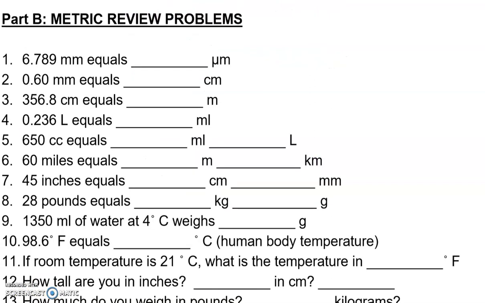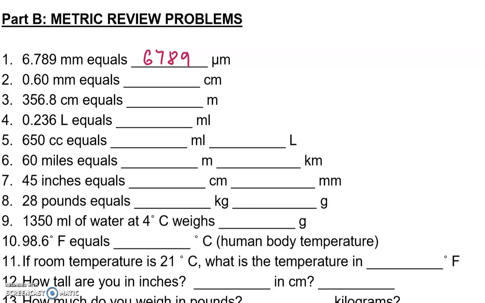Skipping here to part B of the metric review problems on page 17. Problem number 1, converting millimeters to micrometers. So more of the same. We're going to move from milli to micros, smaller units, so we're going to have more of them. We're going to move the decimal 3 places to the right. So we are at 6,789 micrometers.